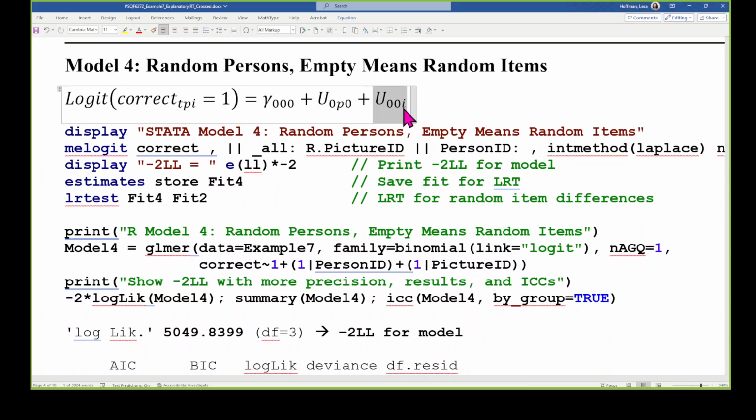But what if each person saw each item 5 times? Could I do that? In this context, it would not make a lot of sense because they'd probably remember the change and it wouldn't be the same item. But in other contexts, you might have people respond to the same item multiple times. In that case, could I have a subject by item interaction?